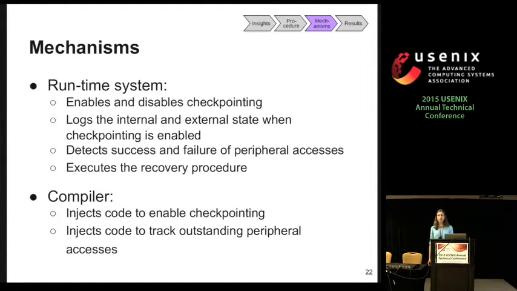So this procedure is implemented by a set of interlocking compiler and runtime system mechanisms. And at a high level, the runtime system has 4 key responsibilities. It automatically enables and disables checkpointing as appropriate. It logs the internal and external state whenever checkpointing is enabled. It detects the success and failure of all of the peripheral accesses, and in the case that a failure is detected, it executes the 3-step recovery procedure. The compiler, in turn, supports this runtime system process by injecting code to enable checkpointing and injecting code to track the outstanding peripheral accesses in the system, which in turn is used to disable checkpointing down the line.